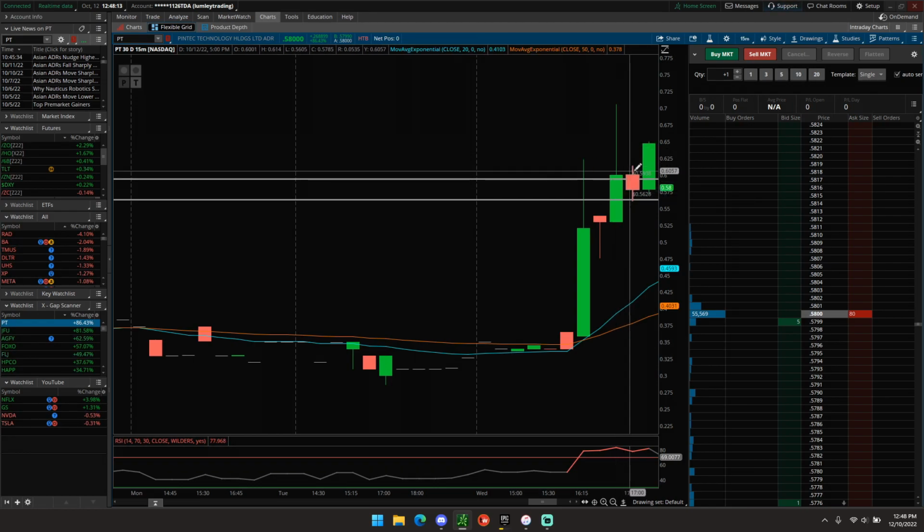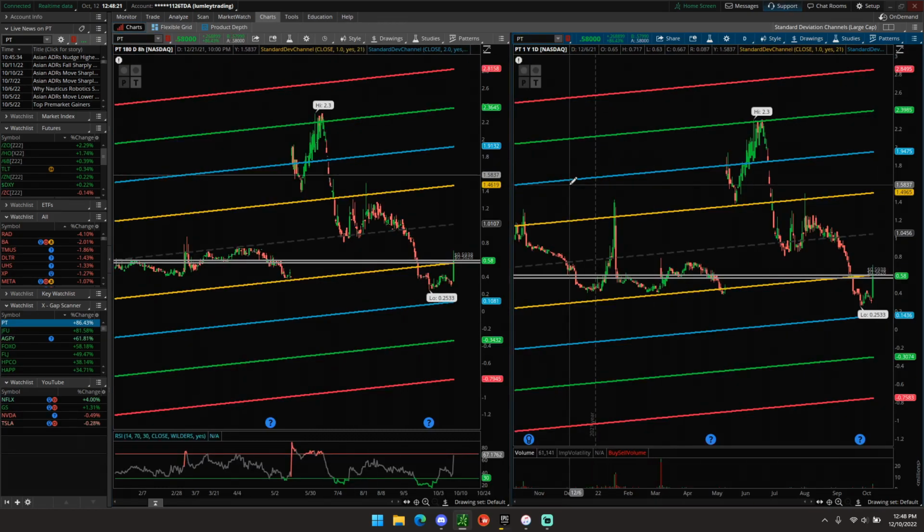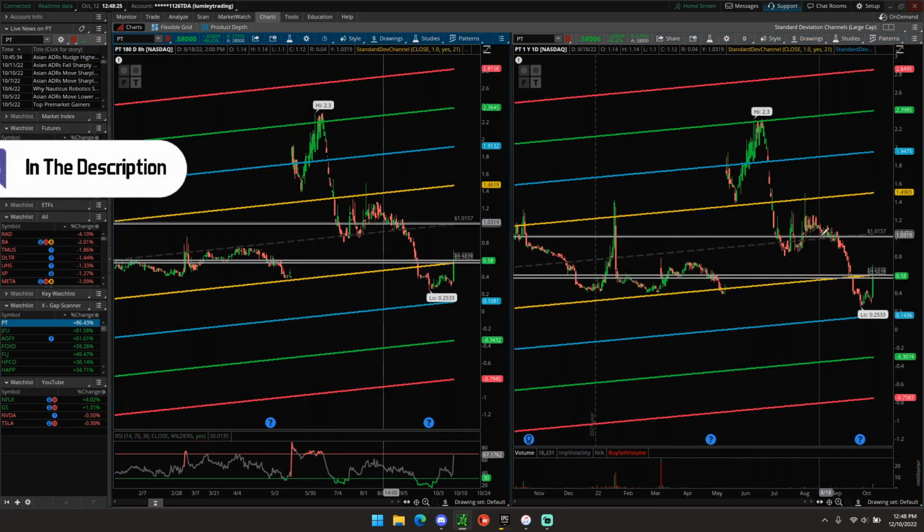The key focus now is if we can hold this level. So we came back, retested this level, and now closing above. So this could indicate that we do push higher. And so what would be targets if we do go higher? And that would be $1.